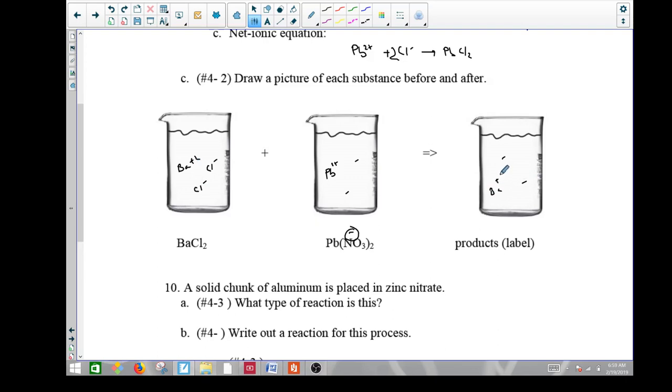Ba2+, that's still going to be there. And you can draw more than that if you want, but make sure you're proportional. I have 1 lead, Pb, and then Cl2 goes in the bottom. It's a solid. Make sure you get that as solid.